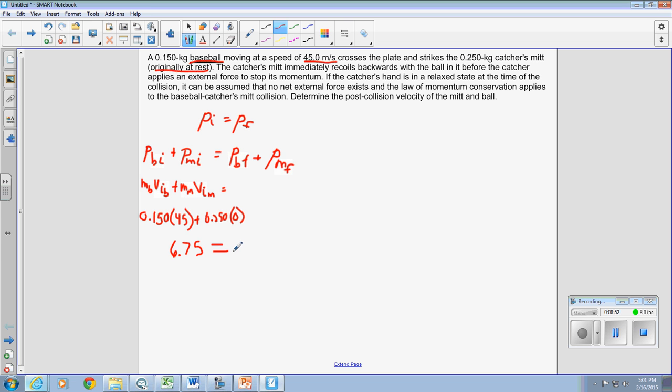So that has to be equal to the total momentum of the ball and the mitt after the collision. That initial momentum of 6.75 has to be equal to the final momentum. But we're after what that velocity is of the mitt and the ball after the collision.